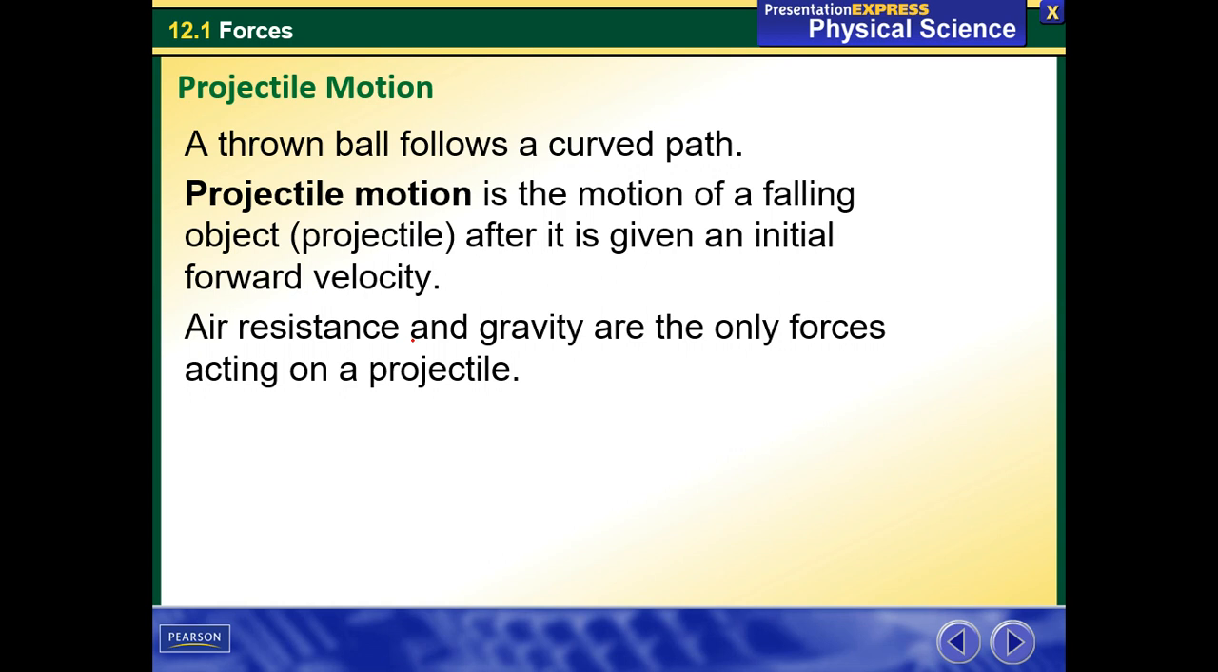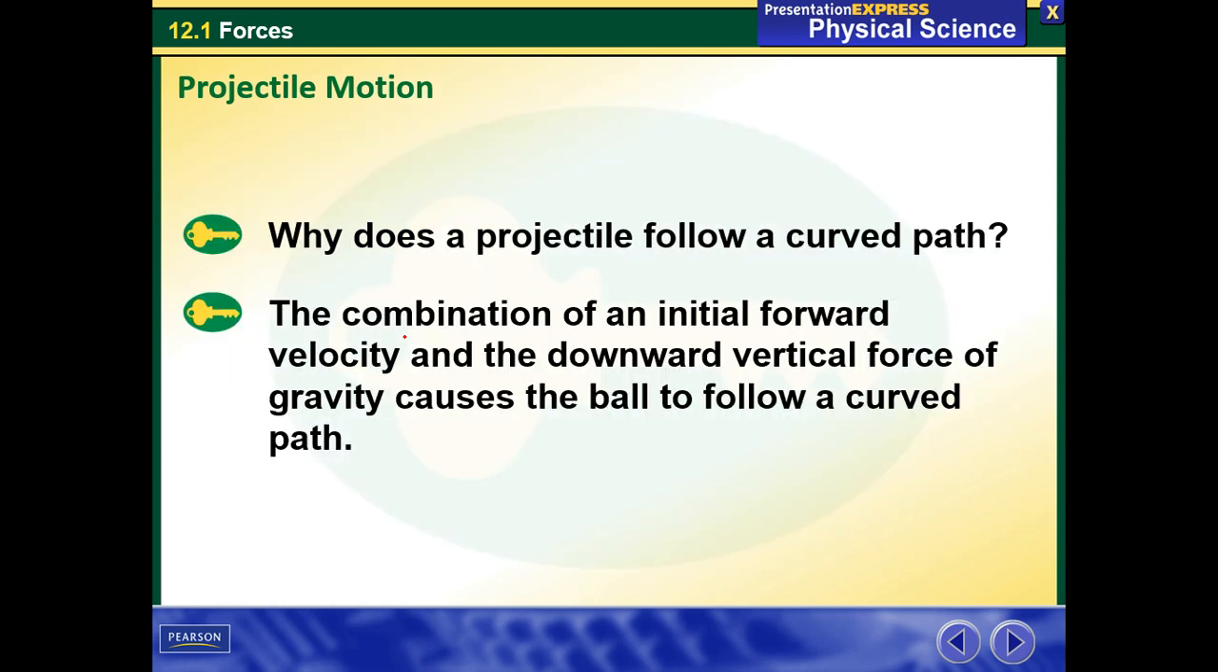Air resistance and gravity are going to be forces that act on this projectile. Air resistance is still going to want to keep things up in the air, while gravity is still going to want to pull things down. So why exactly does the projectile follow a curved path? There are two reasons. First, we have the initial throw forward, and then we also have gravity pulling that ball down. When these forces combine, things push forward and fall down in a curve.